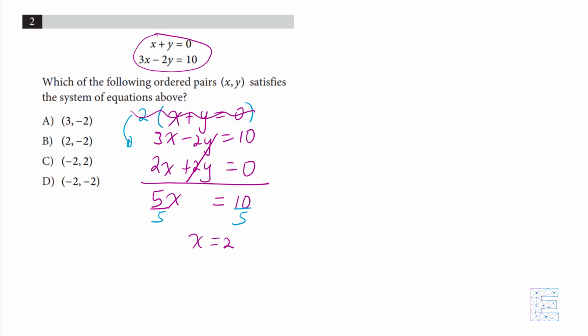So once again, as a time-saving strategy, glance at the answers, see if there's more than one choice with 2 on the x value. There's only one, so B would be the answer.